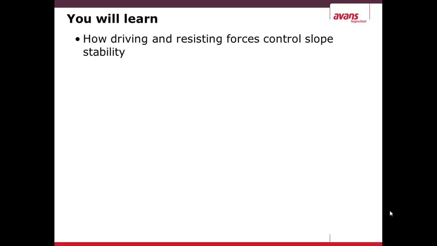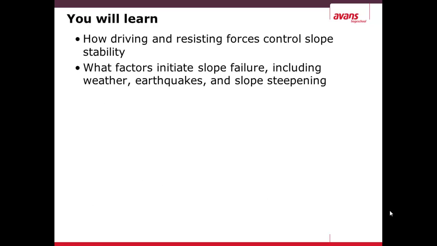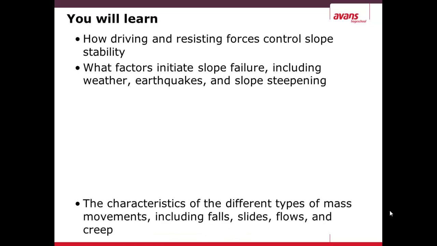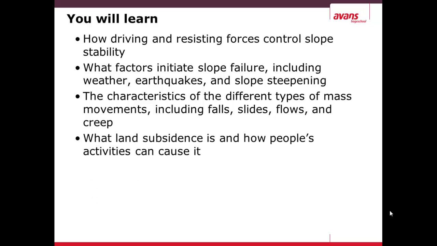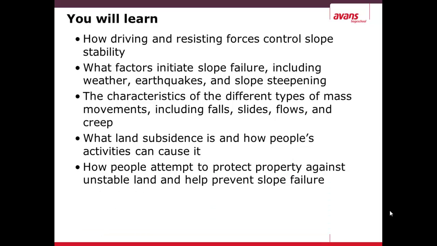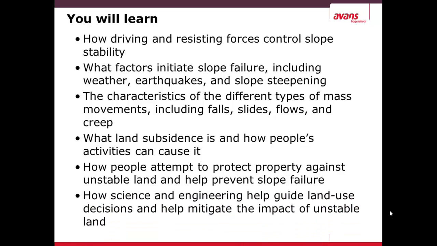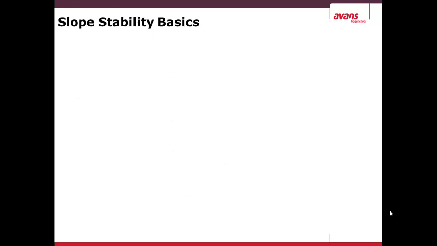In this chapter, you will learn how driving and resisting forces control slope stability, what factors initiate slope failure, including weather, earthquakes, and slope steepening, the characteristics of the different types of mass movements, including falls, slides, flows, and creep, what land subsidence is and how people's activities can cause it, how people attempt to protect property against unstable land and help prevent slope failure, and how science and engineering help guide land use decisions and help mitigate the impact of unstable land. Here are some few facts about slope stability.